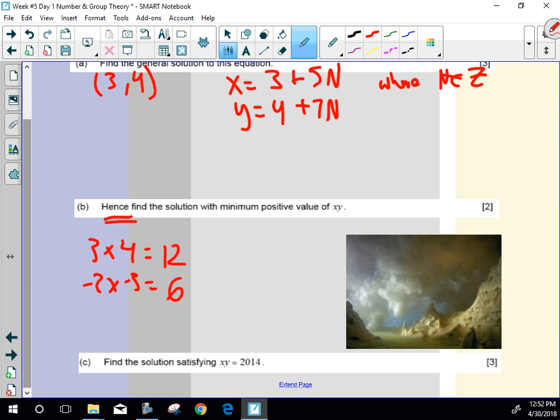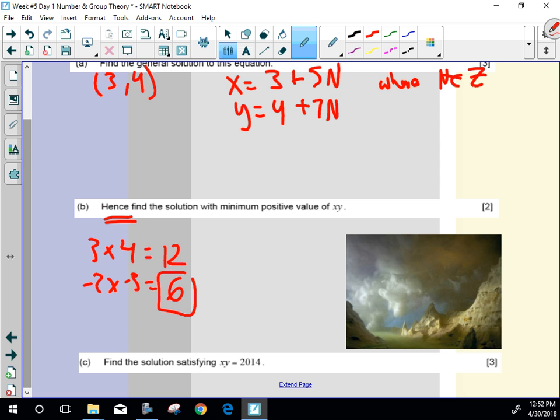By the way, could you do this? Better try the other one. If we subtracted another 5, you'd get -7 times, oh, that's not going to work, is it? Yeah. Nah, we're done.